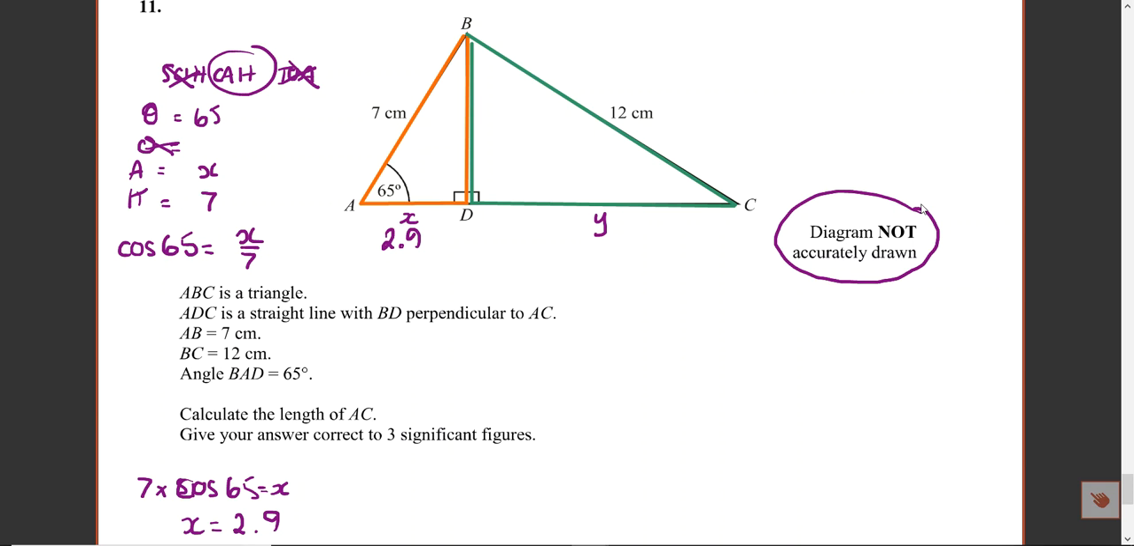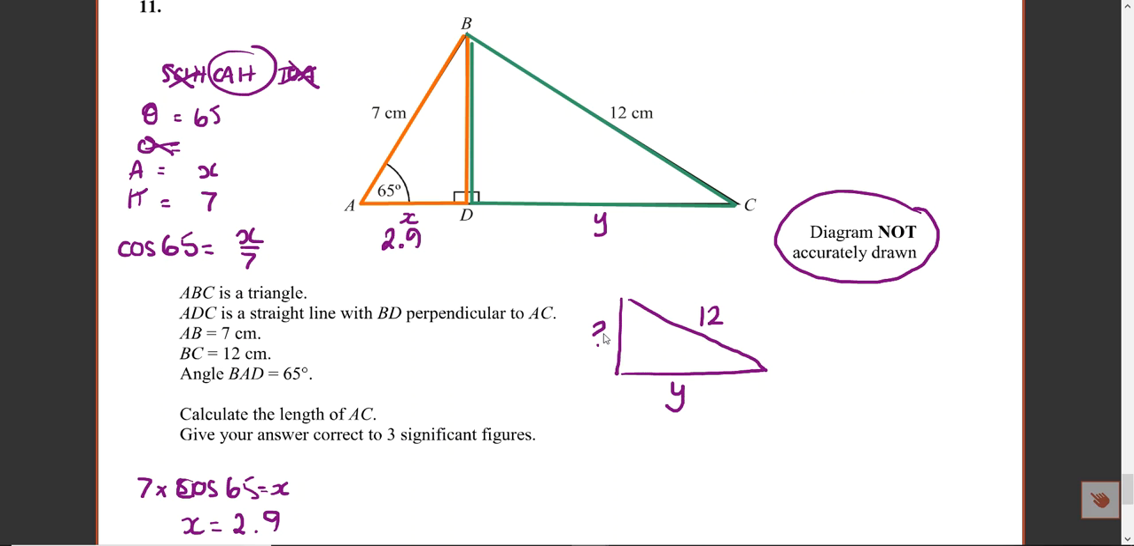Now, you're right, if this green triangle has no angles, we're going to use Pythagoras' theorem. So I'm going to draw my triangle. I'm going to put y. I'm going to put 12. Now, what's missing? I need to know this side here before I can do Pythagoras' theorem.